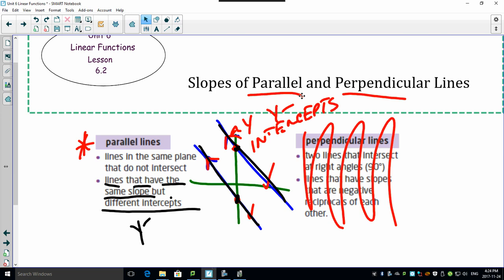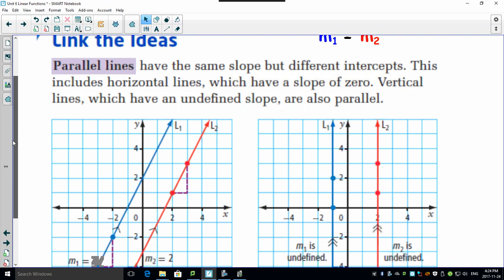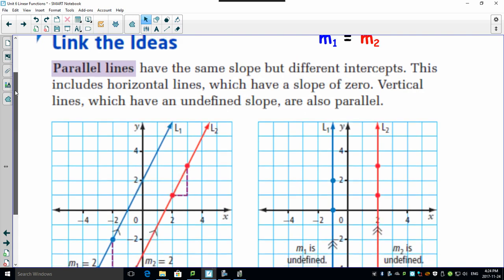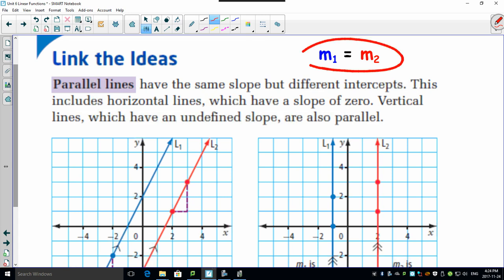So let's look at the next little slide here. It says parallel lines have the same slope but different y-intercepts. So what did I write down here? This is interesting. Same slope. That means the slope of the first graph is the same as the slope of the second graph. That's what m1 equals m2, because remember, the symbol m means slope. So the slope of your first one is the same as your slope for your second one.